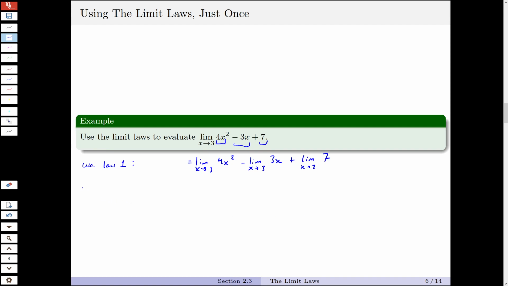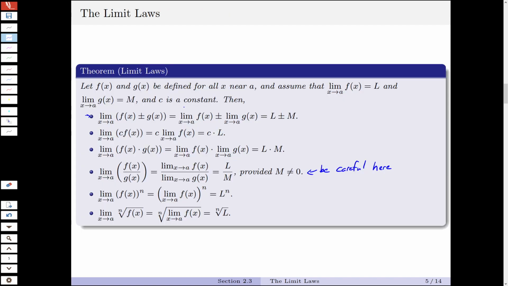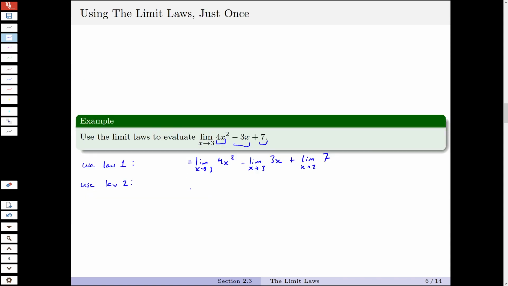Okay, and now we're going to use law 2 to pull the constants out. So I didn't number these back here, but we'll just refer back. If I have a constant times a function, I can factor that constant out. So I can write this as 4 times the limit as x approaches 3 of x squared minus 3 times the limit as x approaches 3 of x plus the limit as x approaches 3 of 7.